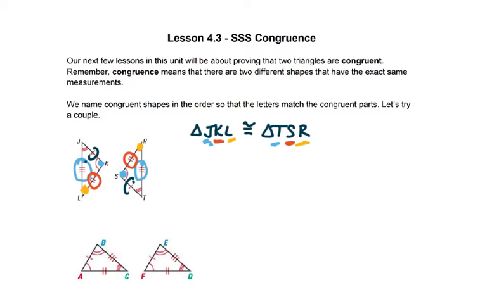This is actually the same thing that is true of the sides. JL is congruent, that's this side, right? JL is congruent, that's the first and last letter, to TR, the first and last letter on the other one. JK, the first 2 letters, are congruent to TS, the first 2 letters on the other one. And KL, the last 2 letters on the first one, is congruent to SR, which is the last 2 letters on the second one. We write them so that we can use the letters to determine what parts are congruent to each other.